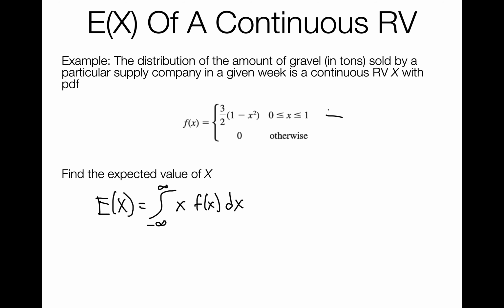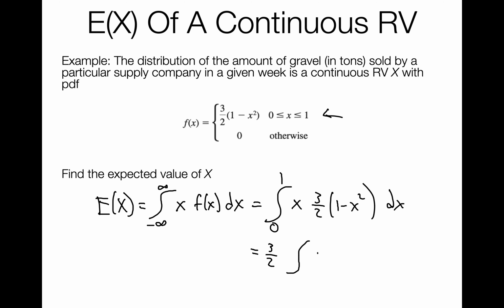Let's substitute things in. It's only defined on the interval 0 to 1, so our bounds are not negative infinity to infinity, they're actually 0 to 1, of x times the PDF of x. That's 3/2 times (1 minus x squared) dx. Now, the 3/2 can come out in front since it's a constant, and I'm left with the integral of x minus x cubed dx.